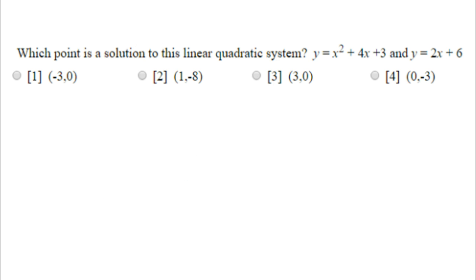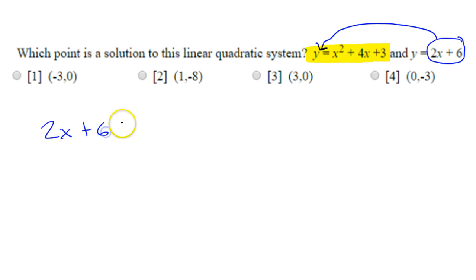So I'm going to use substitution to find them. Y equals 2x plus 6. So I can take this 2x plus 6 and substitute it in for y right here. So this equation, if I plug in 2x plus 6, will become 2x plus 6 equals x squared plus 4x plus 3. I put the 2x plus 6 over here and it became this.